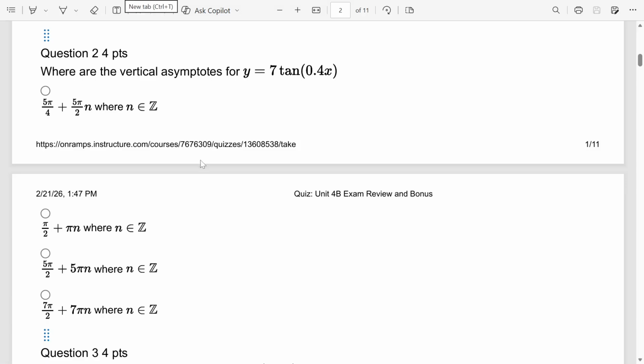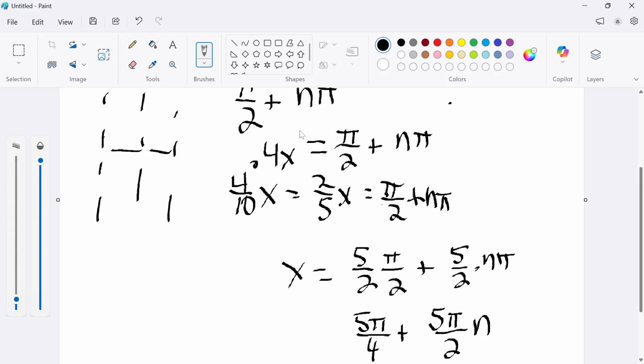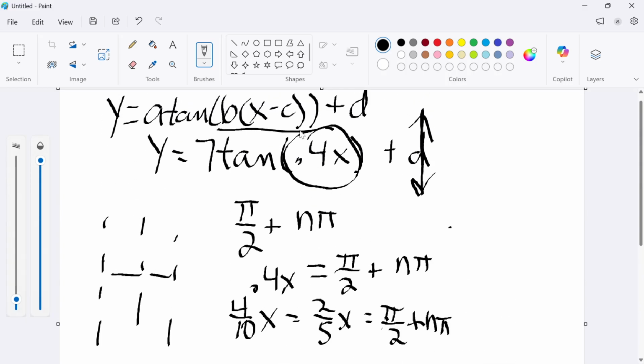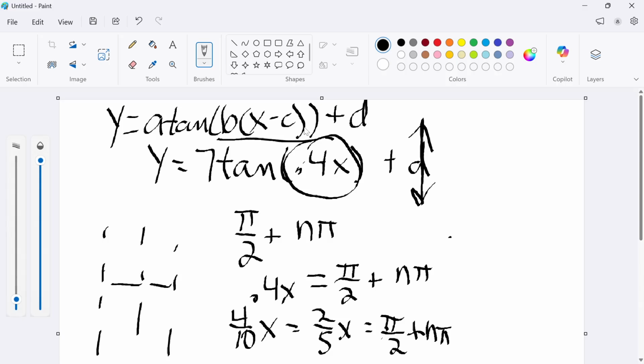And that is answer choice 5/4. It's the first answer choice. See, 5 over 2 pi n. So it's the first answer choice. So that's how you find that. Anytime you're looking for vertical asymptotes for tangent, just set the argument, the b times x minus c, whatever you're taking the tangent of, equal to pi over 2 plus n pi.